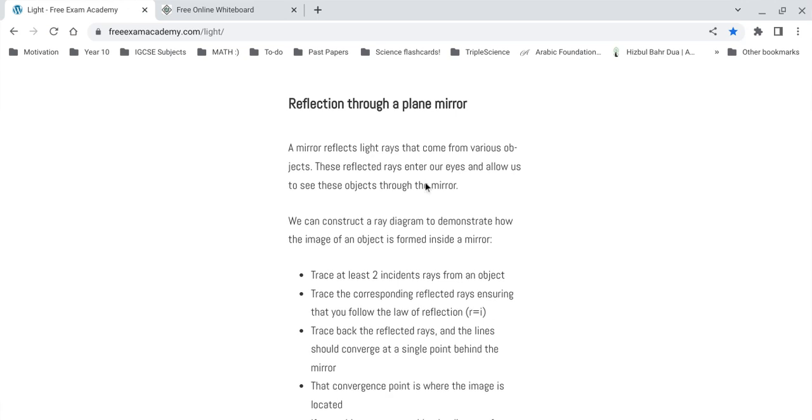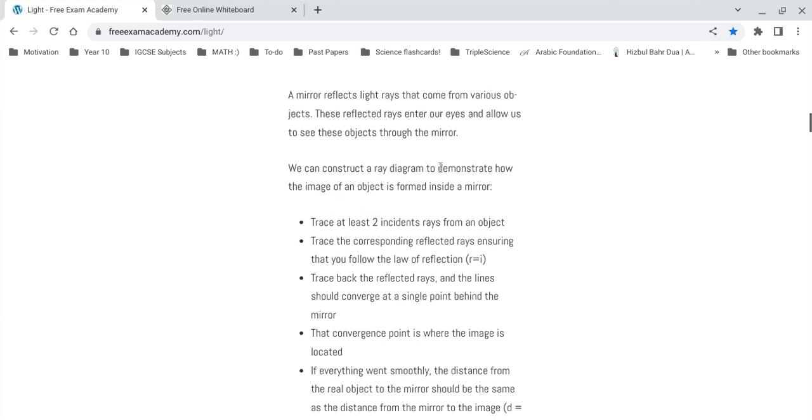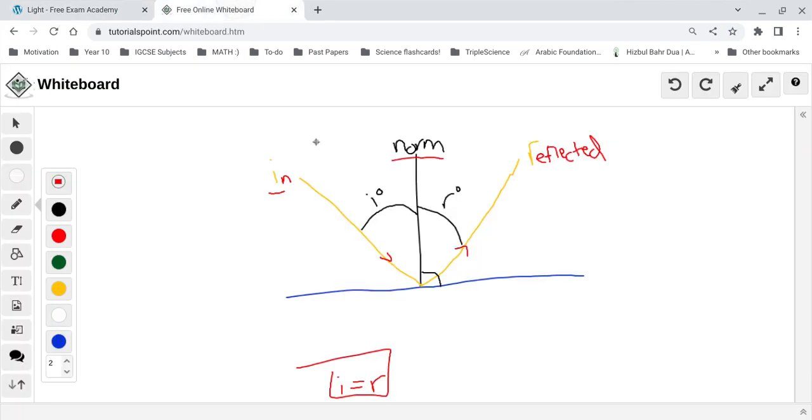Reflection through a plane mirror. A mirror reflects light rays that come from various objects. These reflected rays enter our eyes and allow us to see these objects through the mirror. We can construct a ray diagram to demonstrate how the image of an object is formed inside a mirror. You're going to want to trace at least 2 incident rays from an object. So let's start by doing that.